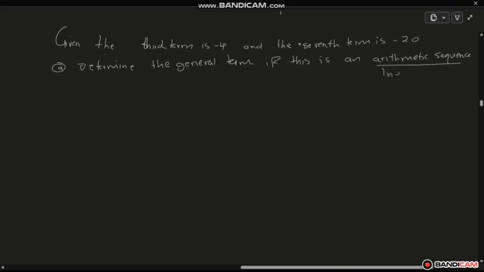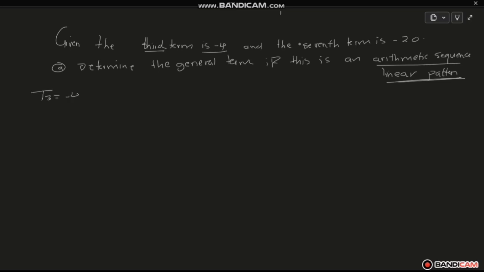Now you are given, they're saying that this is an arithmetic. Sometimes it is known as linear, or it can be called arithmetic pattern. So it's one and the same thing. What they said here is that we are given the third term as -4. And we know T3 equals -4, and we are given the seventh term as -20. Therefore T7 equals -20. Therefore you know that this is arithmetic. It's a plus 2d equals -4, if you remember. Then T7, it will be a plus 6d. If it was T20, it will be a plus 19d.